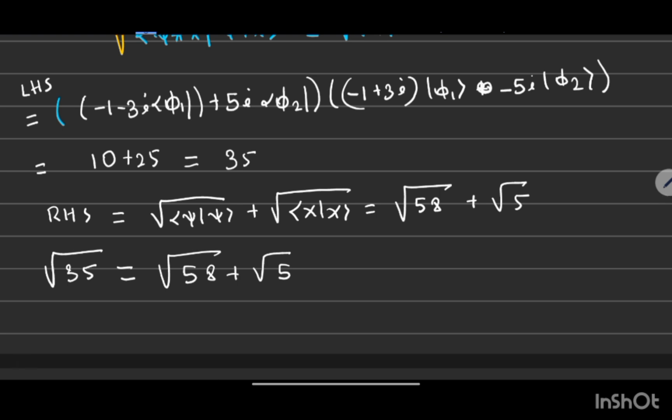close to 5.9 something, which will be always less than or equal to the right side. We know the square root of 5 is 2.236 something, and then the square root of 58 will be more than 7. So let me take 7.2. It's clear that the left hand side is less than the right hand side. Okay, for this case the left hand side is less than the right hand side, hence the triangle inequality holds.